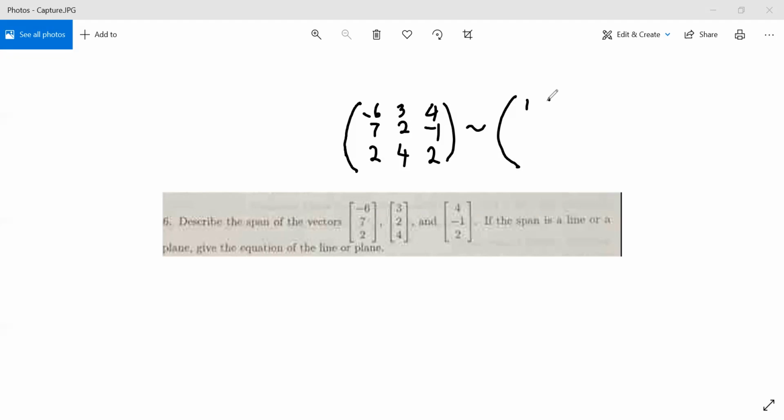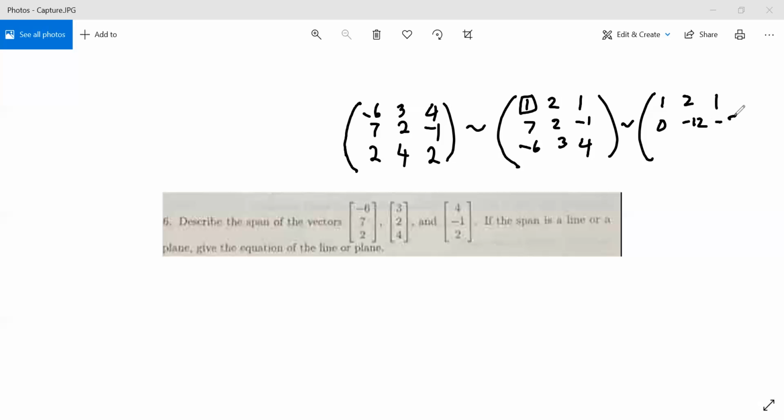So I'm going to make this 1, 2, 1, here -6, 3, 4, and I don't change this. I do that so I can start with the 1 here. And then I will multiply the first row by -7 and add it to the second row because I want to make every entry below the 1 zero. Okay, so let's do that. So 1, 2, 1. This will be 0. So 7 times -2, that's -12. I added the 2. So -7, -1 is -8 over here.